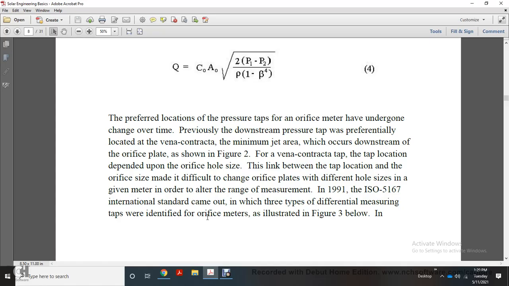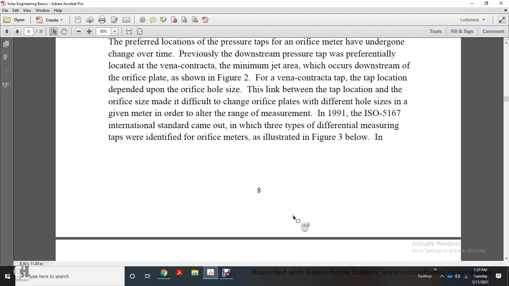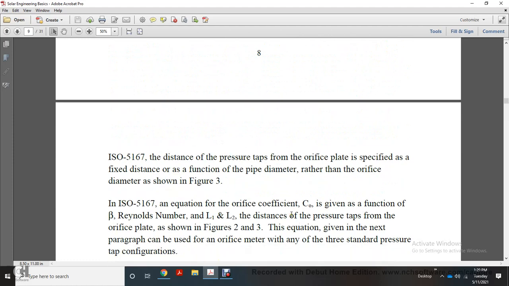The vena contracta tap location depends on the orifice hole size. The link between the tap location and the orifice size was made with a different hole size for each orifice plate, within a given meter with the ordered range of measurement. In 1991, ISO 5167, the international standard, came out, in which three types of differential pressure taps were identified for orifice meters, those shown in Figure 3 below and in ISO 5167.